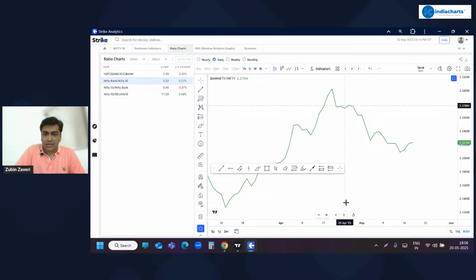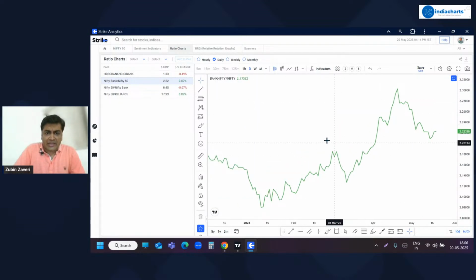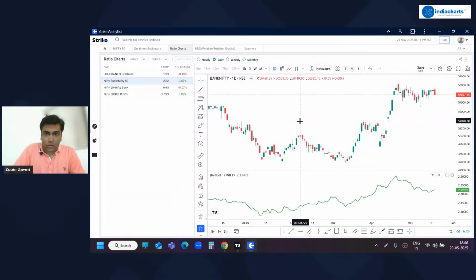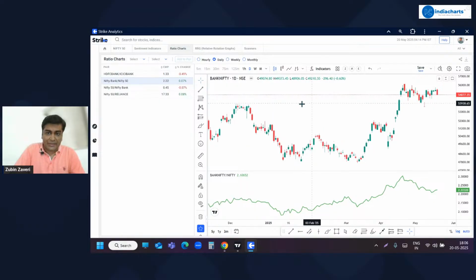Okay, so this one is a ratio chart. It is nothing but Bank Nifty value divided by Nifty value. Now you can see clearly over here, on the top side, the Bank Nifty chart is being plotted.